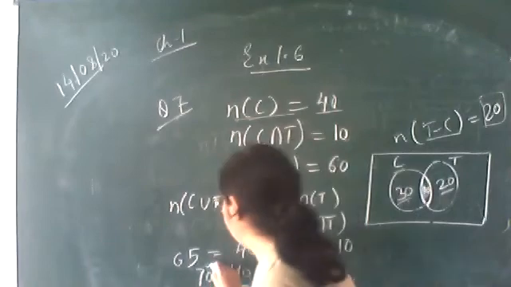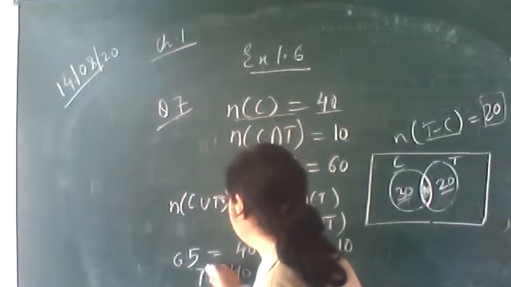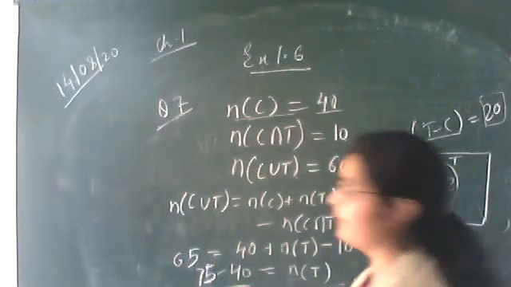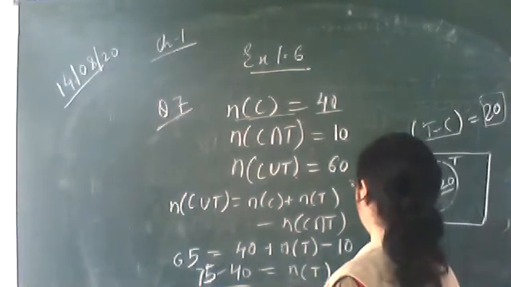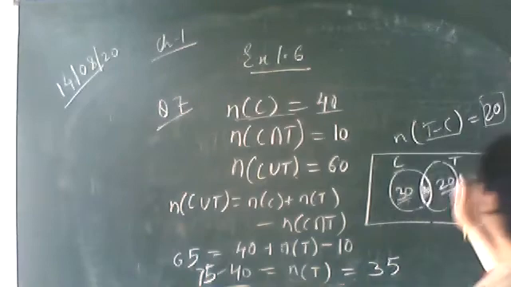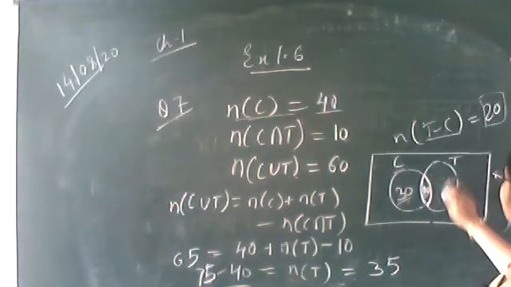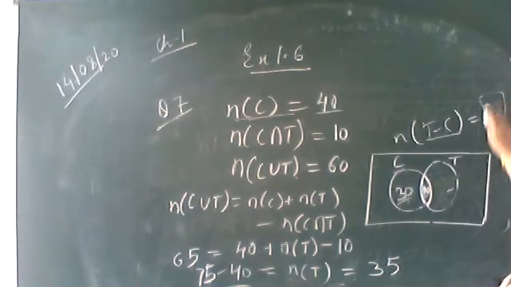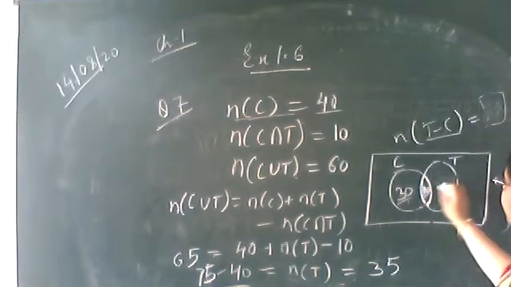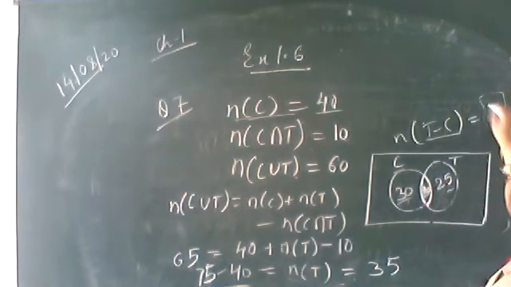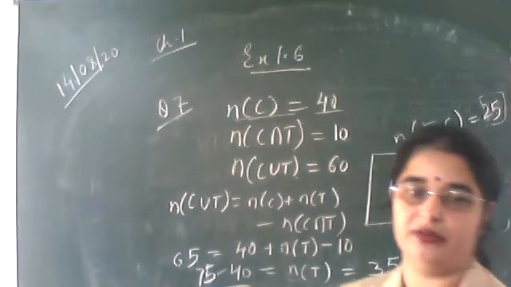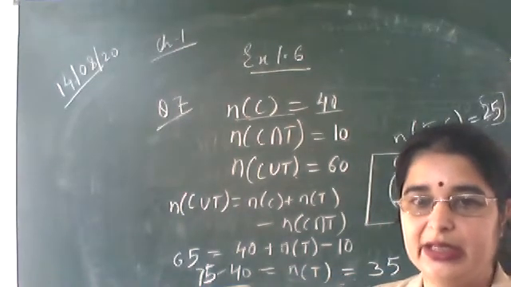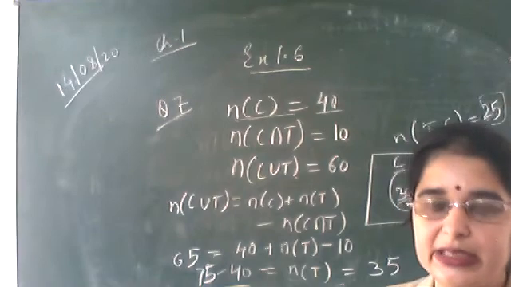65 plus 10 is 75, minus 40. How much will it be? 35. Now the total is 35. This will not be 20 then. Total is 35, 10 are here, then here will be 25. The ones who like tennis only will be 25. Is it clear?